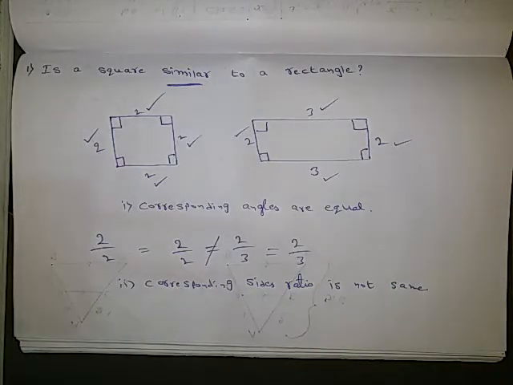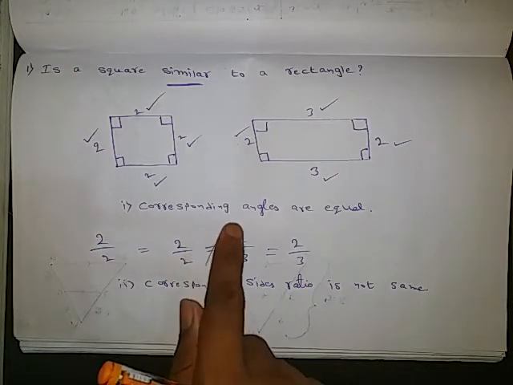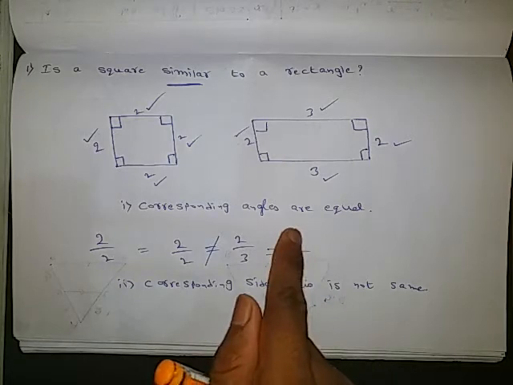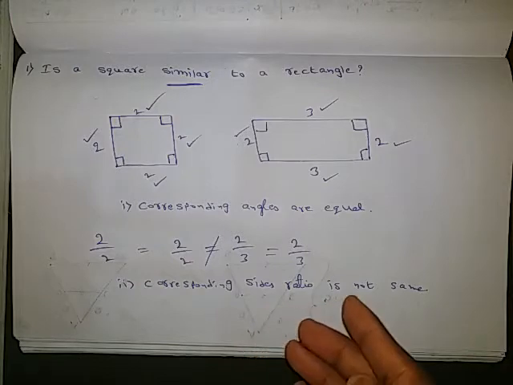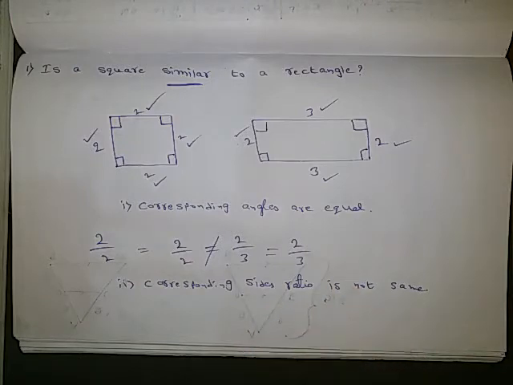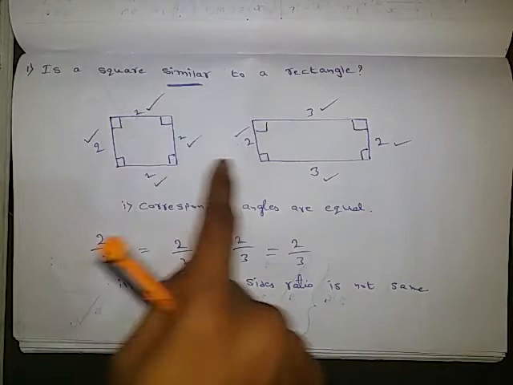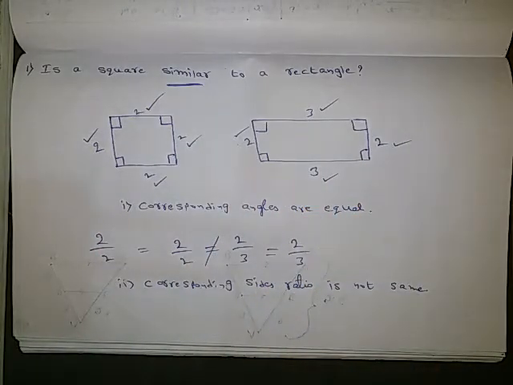So according to the definition of similar, two figures should have angles equal as well as corresponding sides ratio should be same. But in this case, corresponding sides ratio is not same. So we cannot say that square is similar to rectangle. Okay, let's move to the next question.